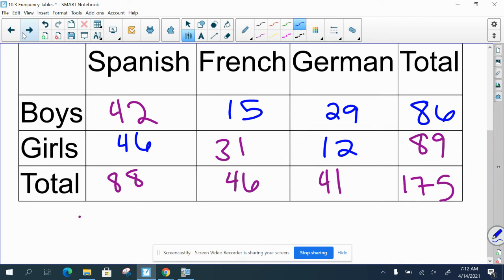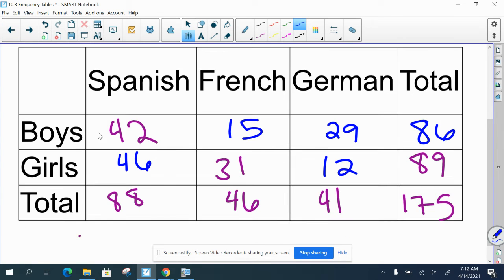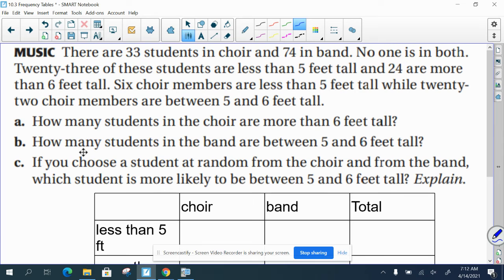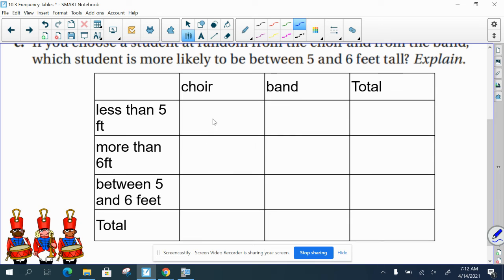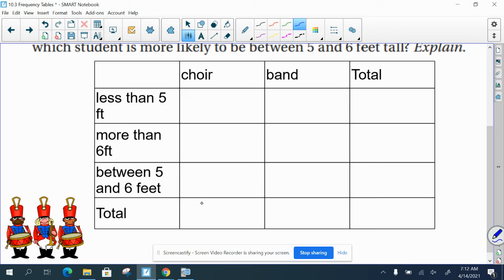Okay, and then there are some questions associated with this. I guess the questions are for this one. So there are 33 students in choir, 74 in band. And then we're talking less than 5 feet tall, more than 6 feet tall, between 5 and 6 feet tall. So that's just total. If I add up 33 and 74, I get 107.